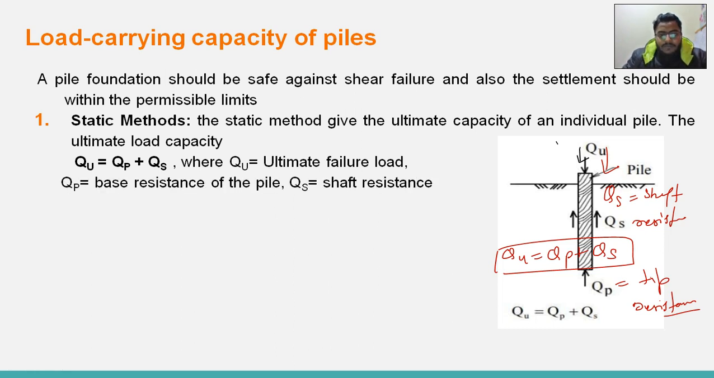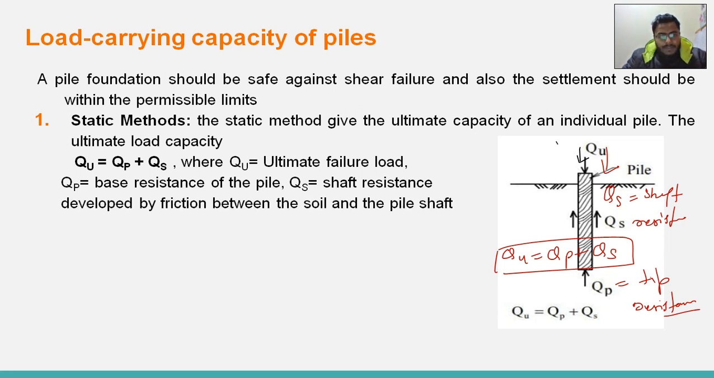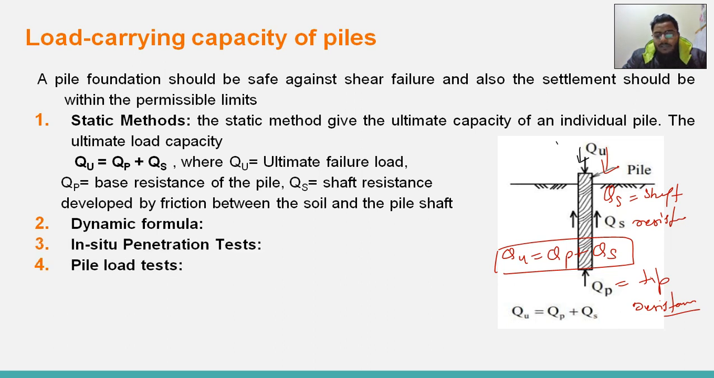where QU is the ultimate failure load or load carrying capacity of a pile, QP is the base resistance of the pile or tip resistance of the pile, or directly we can say tip resistance. QS is the shaft resistance developed by the friction between the soil and the pile shaft. The second method is dynamic formula, then in situ penetration test, then pile load test. These three I will discuss in the coming lecture.